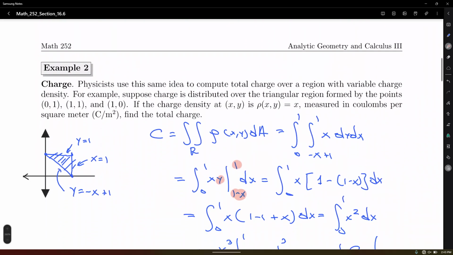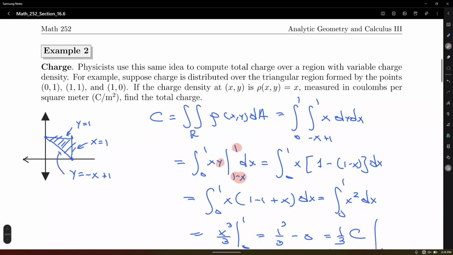Well, so this idea can be used in physics to compute, like, the total charge over a region with variable charge density. For instance, if we have this triangular region formed by the points 0, 1, which is this point, 1, 1, which is this point, and 1, 0, which is this point right here.